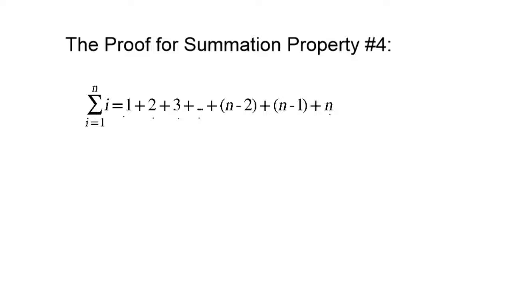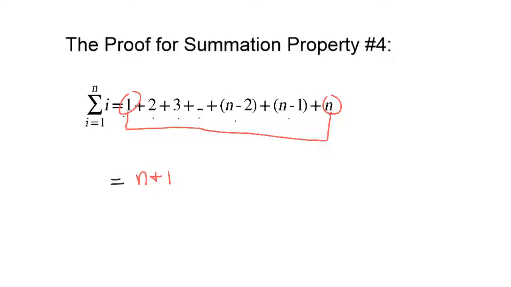The one before that is n minus 1, or 1 less than n, and the one before that is n minus 2, or 2 less than n. And what I'm going to do is use the commutative property to write these in a certain order. I'm going to write those two first. So this is going to equal n plus 1, because I got the n and 1, and I'm adding those together. Okay?